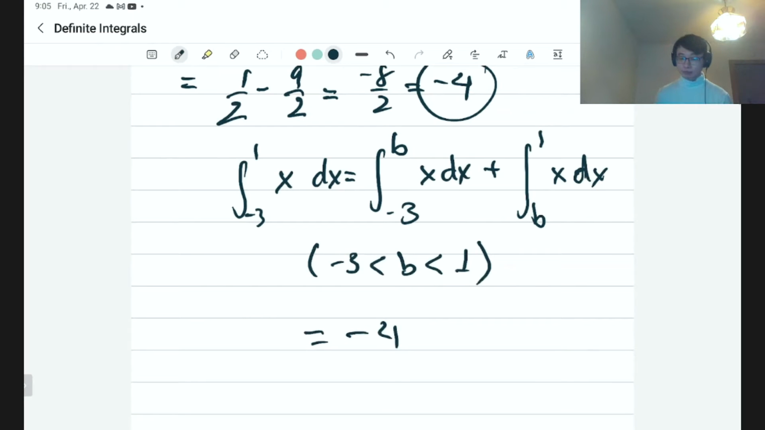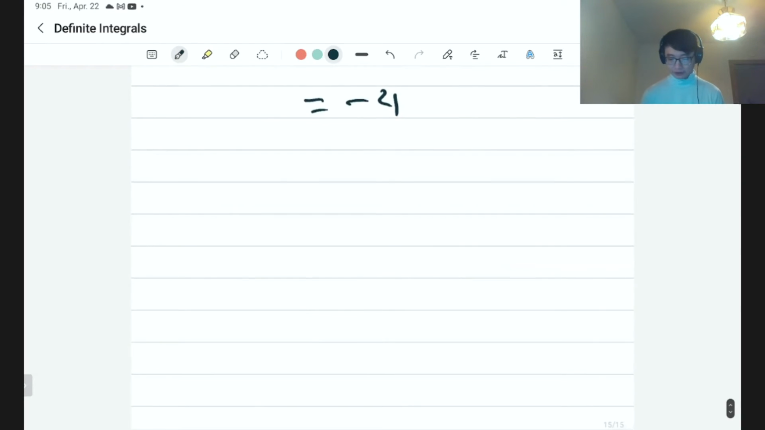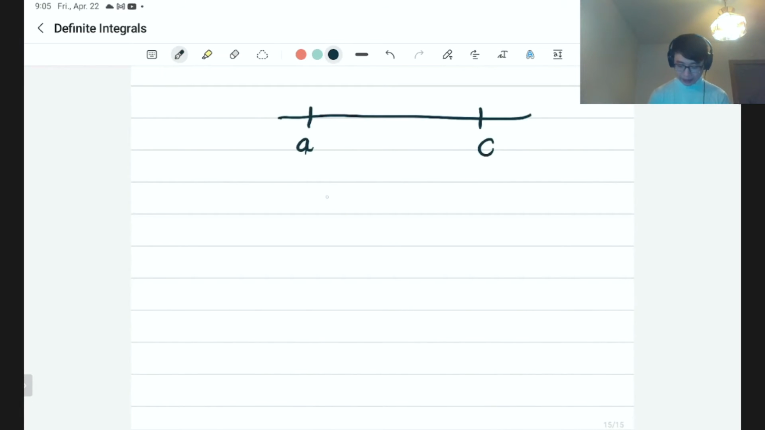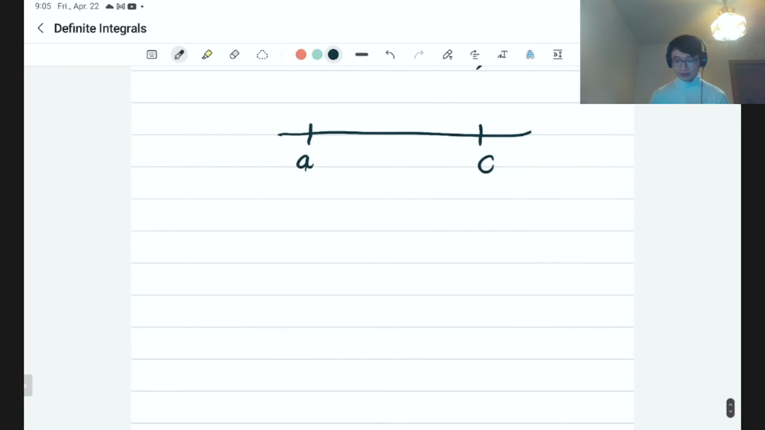This brings out a very, very cool property. Allow me to erase this. If I have a number line from A to C, now I need a B in between. So on the number line, there exists a number B between A and C.